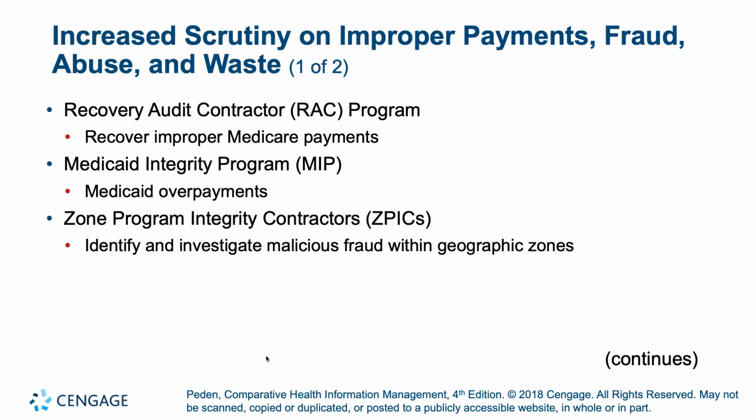But moving on, they implemented what's called the Recovery Audit Contractor, or RAC program, to recover improper Medicare payments. They started the Medicaid Integrity Program called MIP, looking for Medicaid overpayments, working with states on that. They started Zone Program Integrity Contractors called ZPICs, who identify and investigate malicious fraud within specific geographic zones, because unfortunately there are zones that have turned up more fraud, abuse, and waste than others.